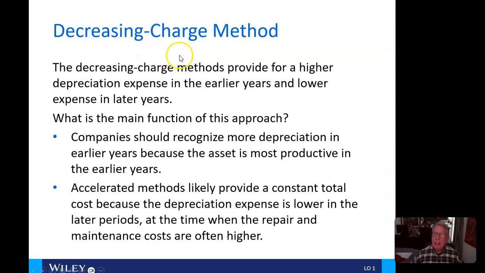Let's take a look at the decreasing charge method here. The decreasing charge methods provide for a higher depreciation expense in the earlier years and a lower expense in latter years. What is the main function of this approach? One, the company should recognize more depreciation in the earlier years because the asset is most productive in the earlier years. And two, accelerated methods likely will provide a constant total cost because depreciation expense is lower in the latter periods at a time when the repair and maintenance costs are often higher. So you can see that it maybe balances out a little bit from that standpoint.